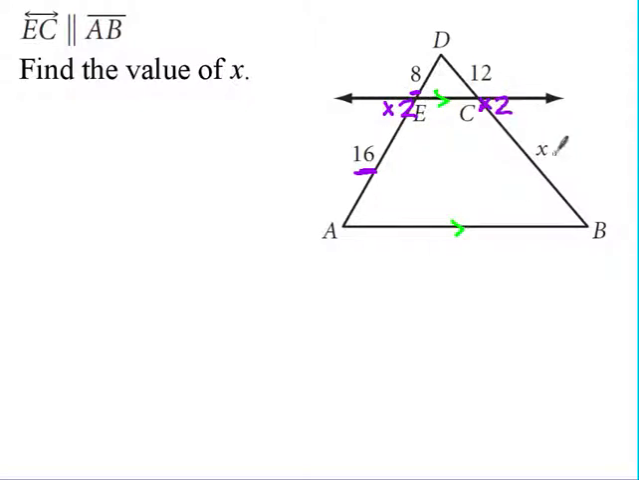12 times 2 is 24. So that's the way you could look at it and get it. Otherwise, you could write your proportion. 8 over 16 equals 12 over x.